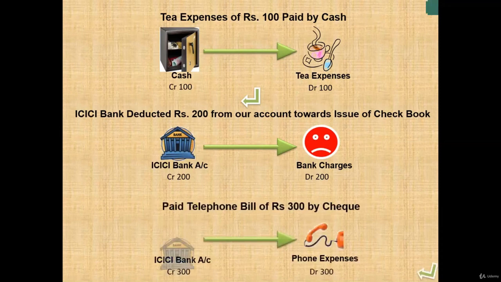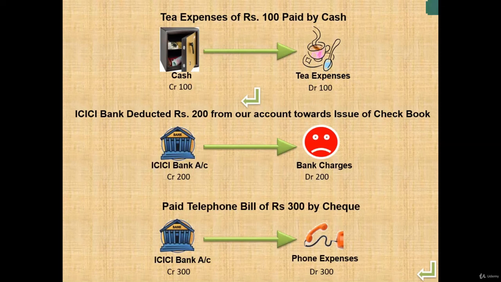Now ICICI bank account deducted rupees 200 from our account directly towards the issue of a checkbook. So they are issuing the checkbook and they are deducting the amount from our account. My ICICI bank account is a real account, so here this is decreasing. I am crediting the ICICI bank account, and my bank charges is my expense. So as per the nominal account rule, we'll debit our expenses. Then the entry becomes bank charges account debit to ICICI bank account.